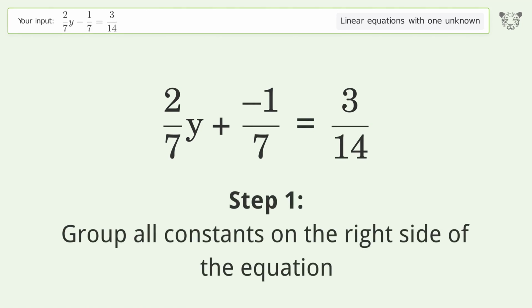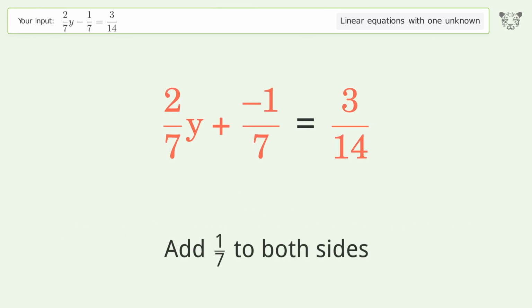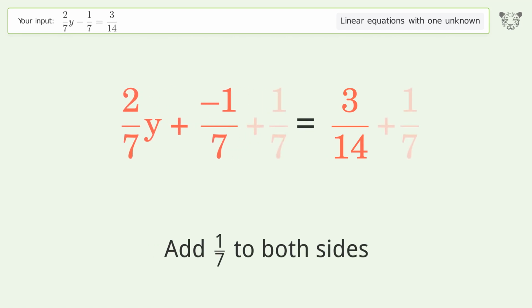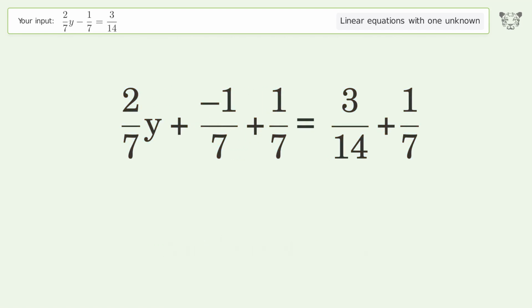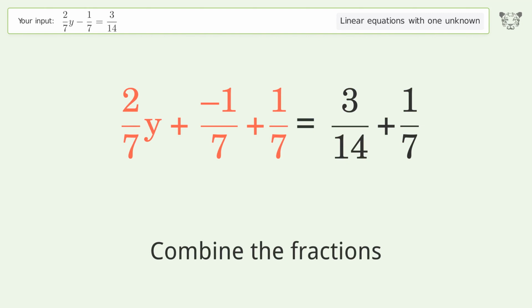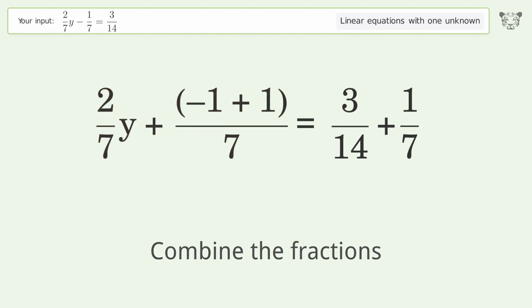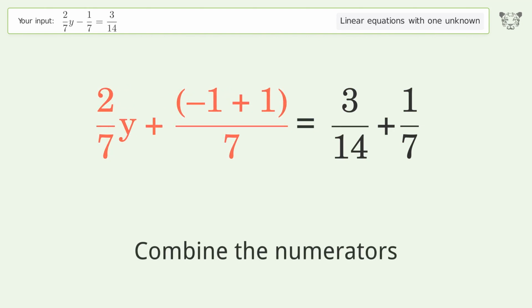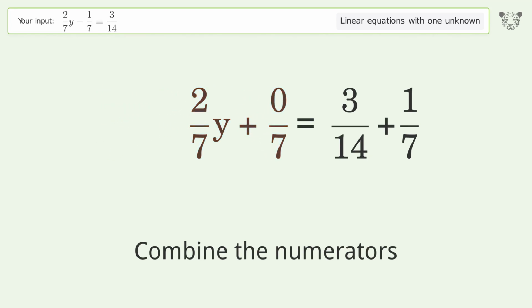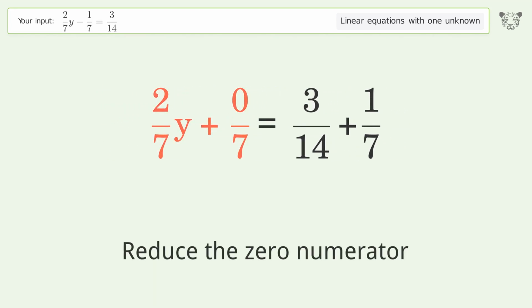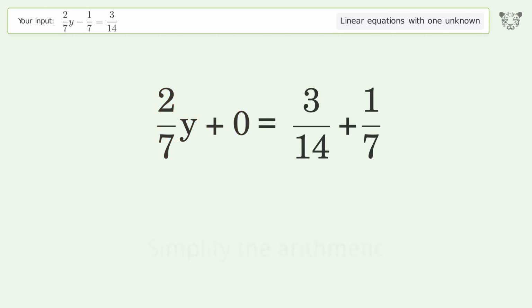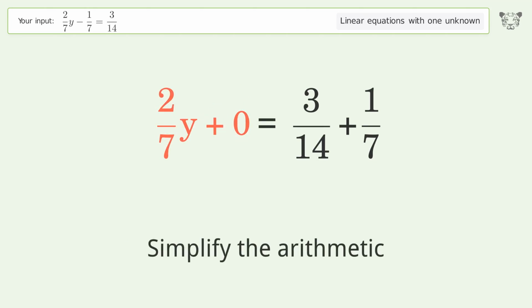Group all constants on the right side of the equation. Add 1/7 to both sides. Combine the fractions. Combine the numerators. Reduce the zero numerator. Simplify the arithmetic.